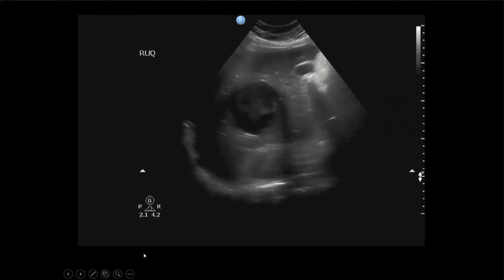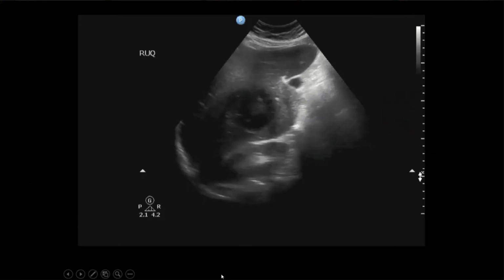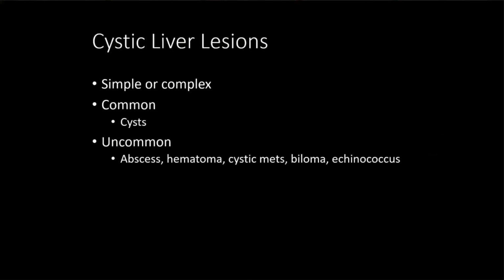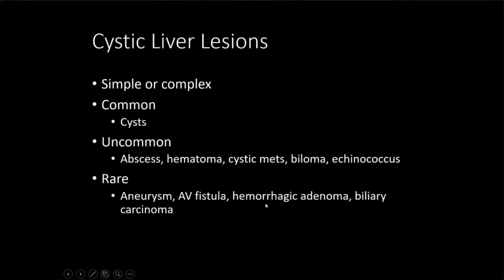Yeah, and that's a really good thought, because you can get echinococcus here. That's one of the differentials. So cysts, uncommon. Abscesses, you can have a hematoma that looks like a cystic lesion, especially as it progresses. You can have mets that look like cysts. They're typically target lesions, and they're not quite anechoic on the outside of the target middle, but they can appear very cystic. A biloma can give you that appearance, and then the echinococcus as well. So rare things would be an aneurysm or an AV fistula, and there, if you put color on it, you would see that the cyst is actually a swirling blood pool.